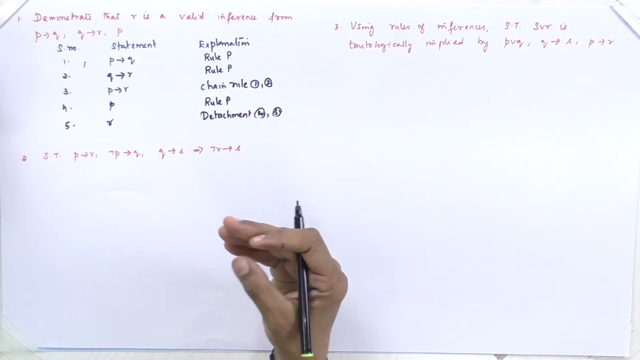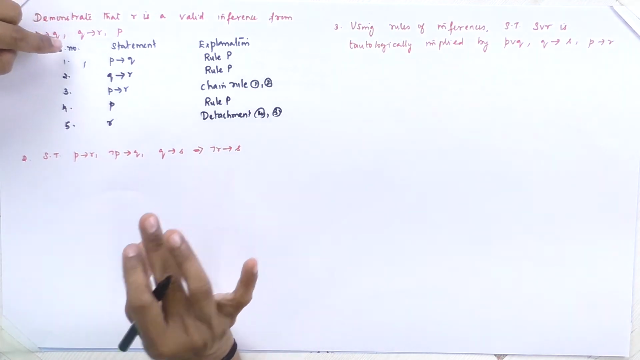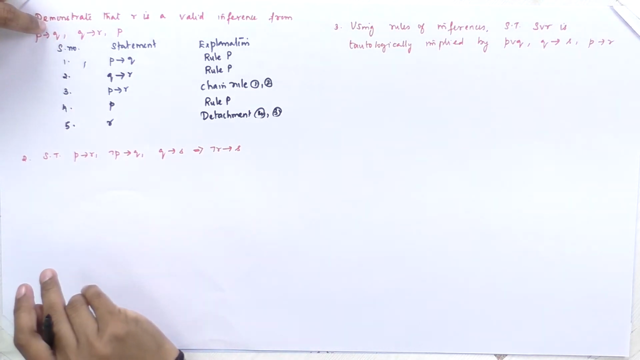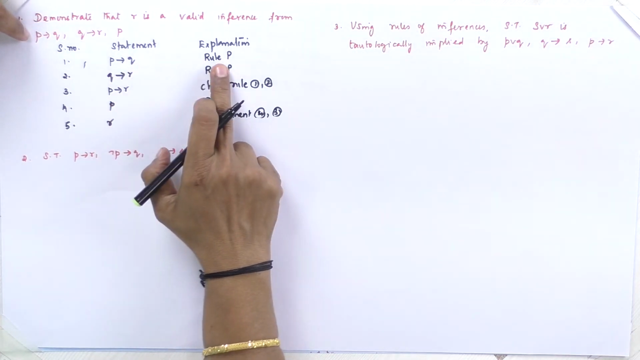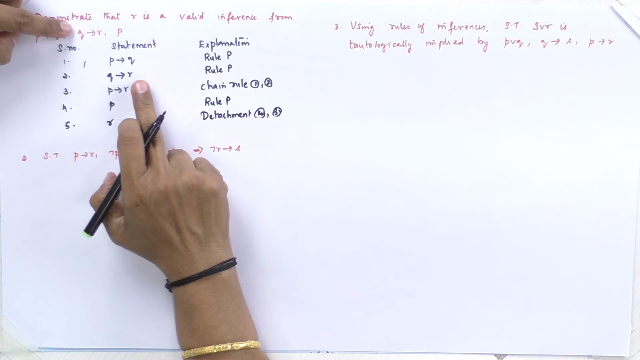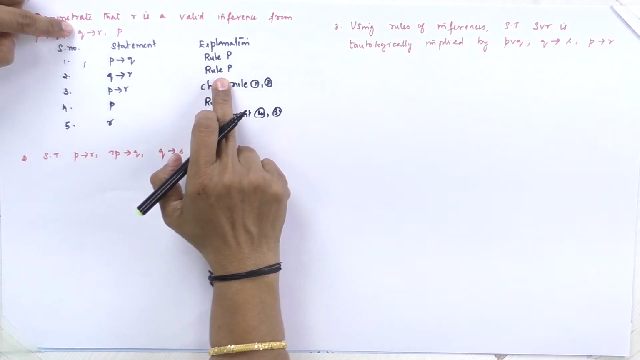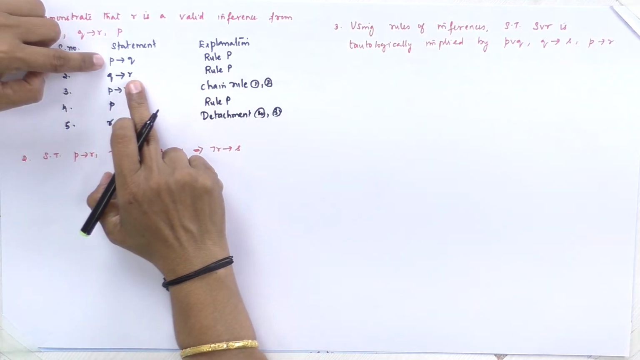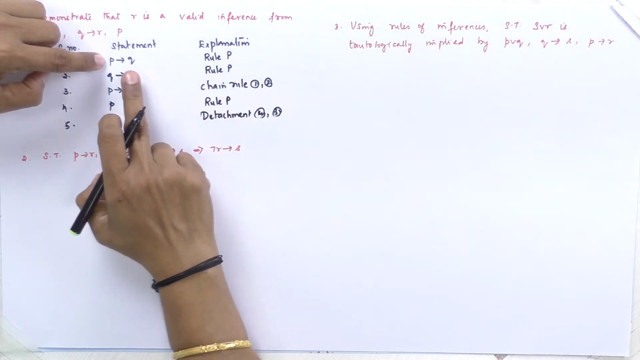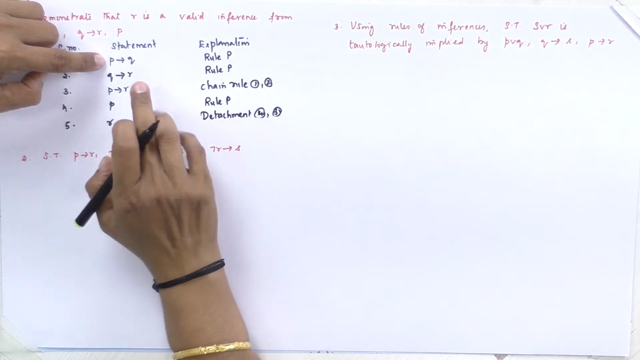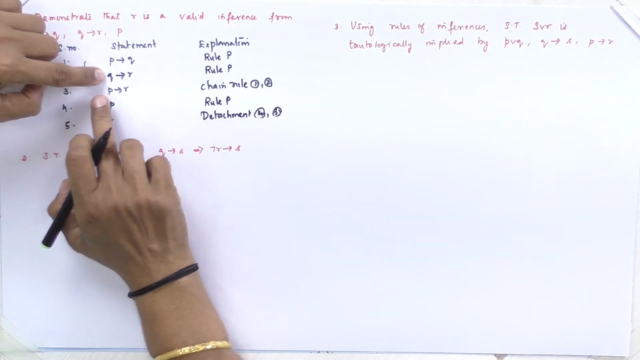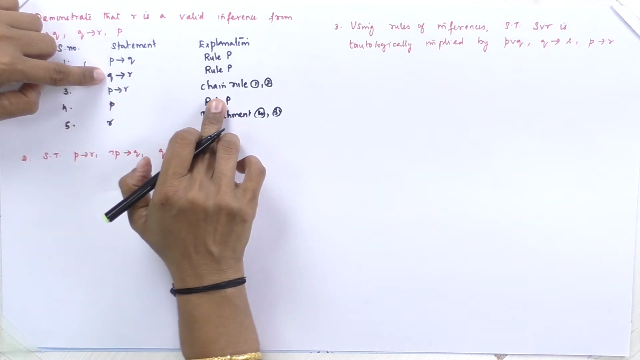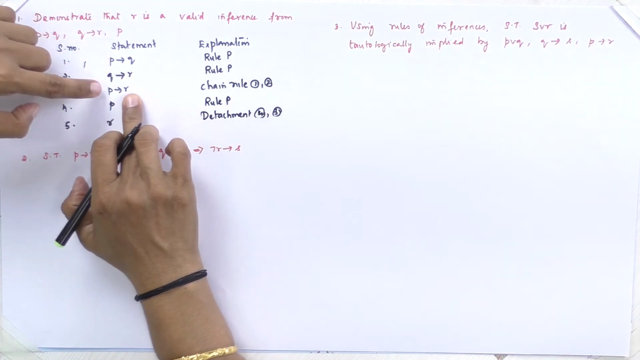If you do many problems, then you will be able to understand it in a better way. I will repeat this again. I have taken the first one, P conditional Q, and since I am inserting a premise, I give the explanation as rule P. Next is Q conditional R, again I have taken the premise as it is, so the explanation I am giving here is rule P. Next, for these two statements I can apply the chain rule, right. Why I am applying the chain rule, that you must also be aware of. Since this statement ends with Q and this statement starts with the same Q, that is why I am applying the chain rule. Then I get P conditional R.